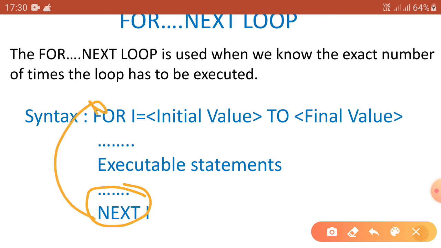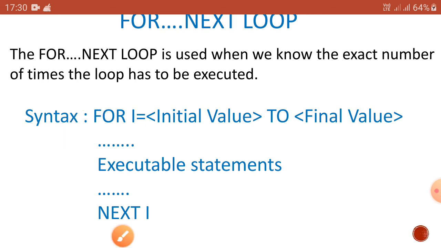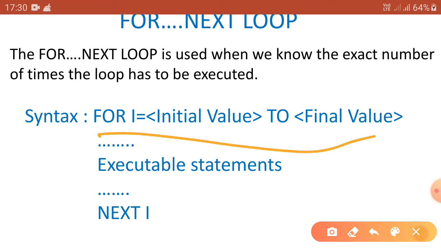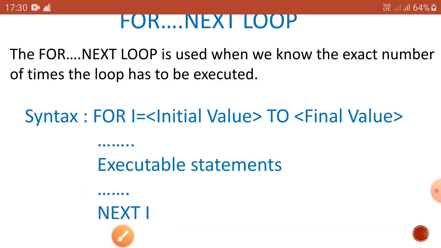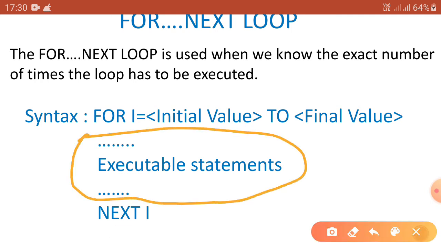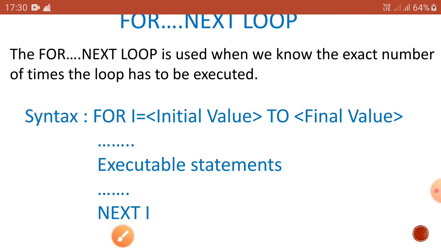Okay, got it? And the last point is the statements that are executed for a specific number of times are written between the FOR and NEXT statements. That means executable statements will be in between the FOR statement and the NEXT statement. These statements make the body of the loop, so this part is known as the body of the loop. Okay, now let us understand with a simple example.